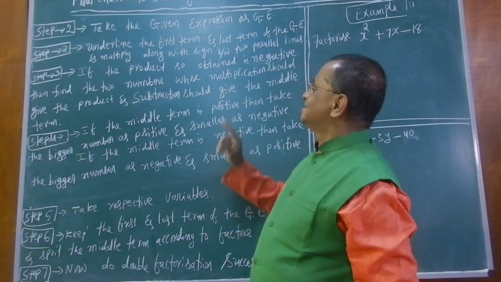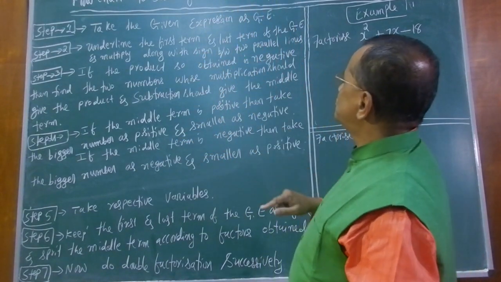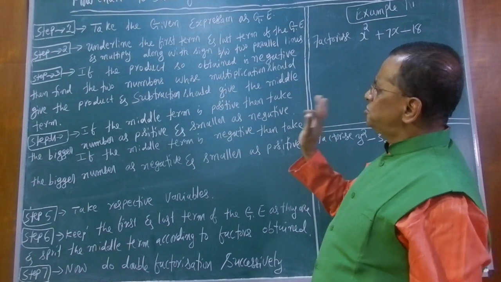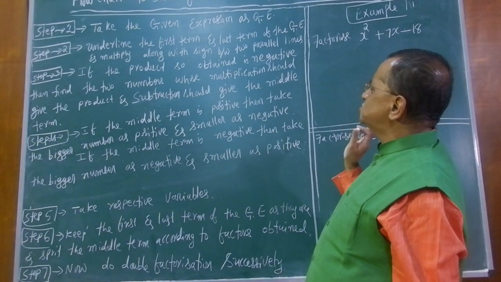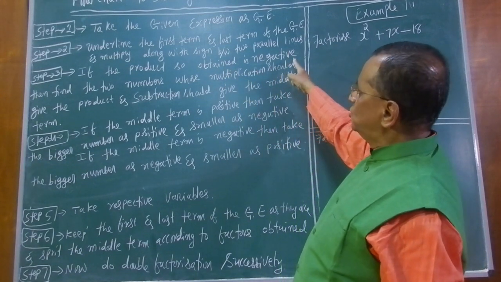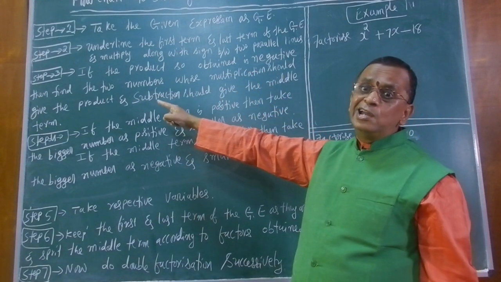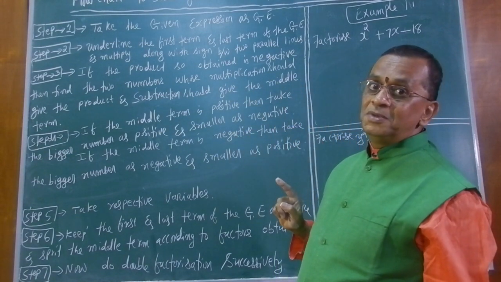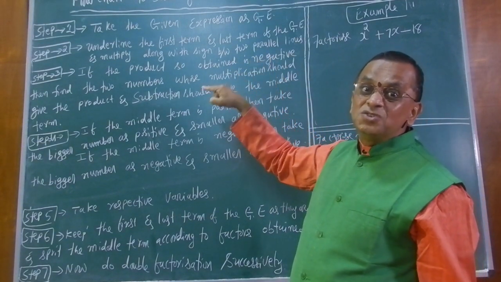I say, see, the steps are similar to that. We have to take the given expression as GE, same, underline the first term and last term of the GE, and multiply along with sign between the two parallel lines. If the product so obtained is negative, then find the two numbers whose multiplication gives the product and subtraction gives the middle term. In the earlier case, addition gives the middle term. In this case, subtraction gives the middle term.